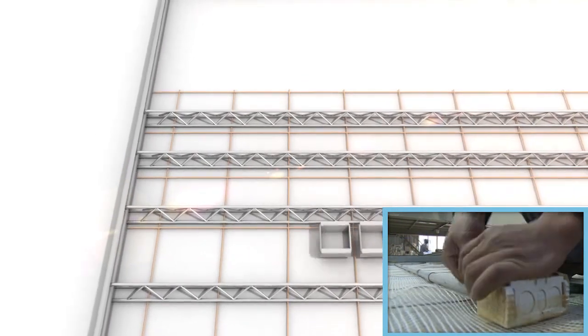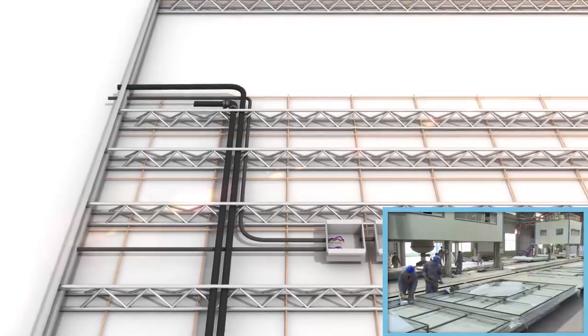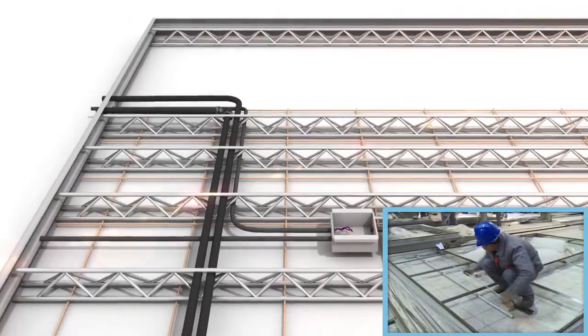The water, electricity, and gas pipes can also be set in the truss according to the design drawings to meet different requirements.